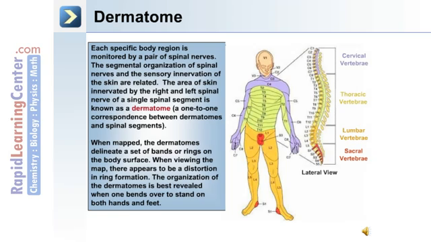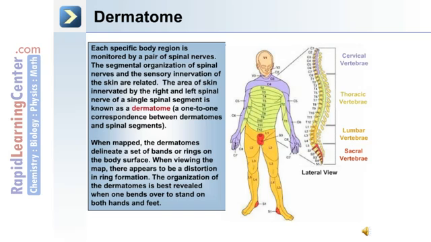The spinal nerve dermatomes. Each specific body region is monitored by a pair of spinal nerves. The segmental organization of spinal nerves and the sensory innervation of the skin are related. The area of skin innervated by the right and left spinal nerve of a single spinal segment is known as a dermatome.